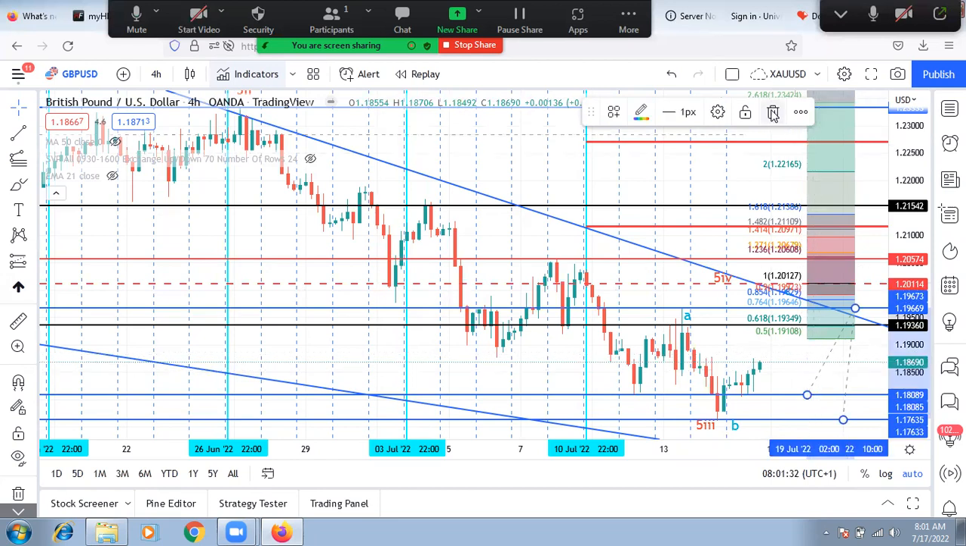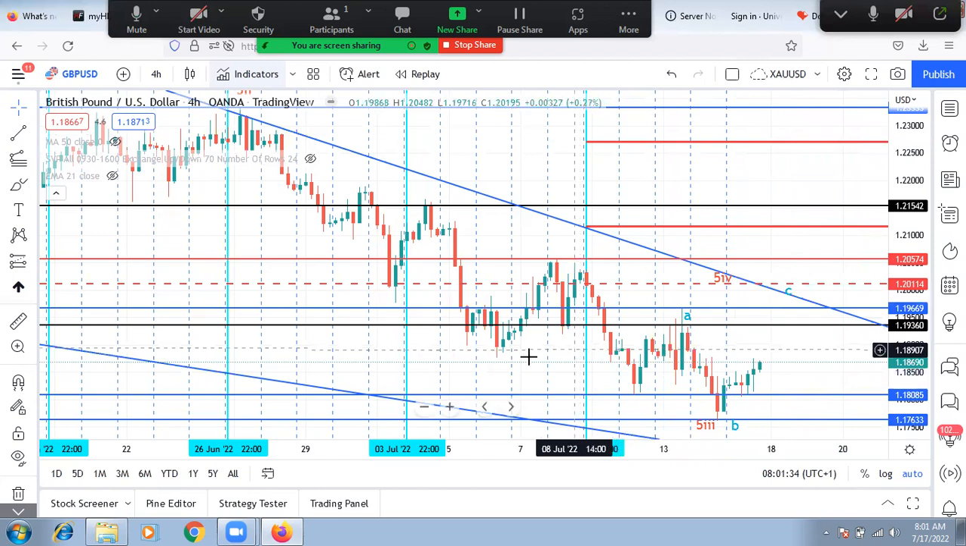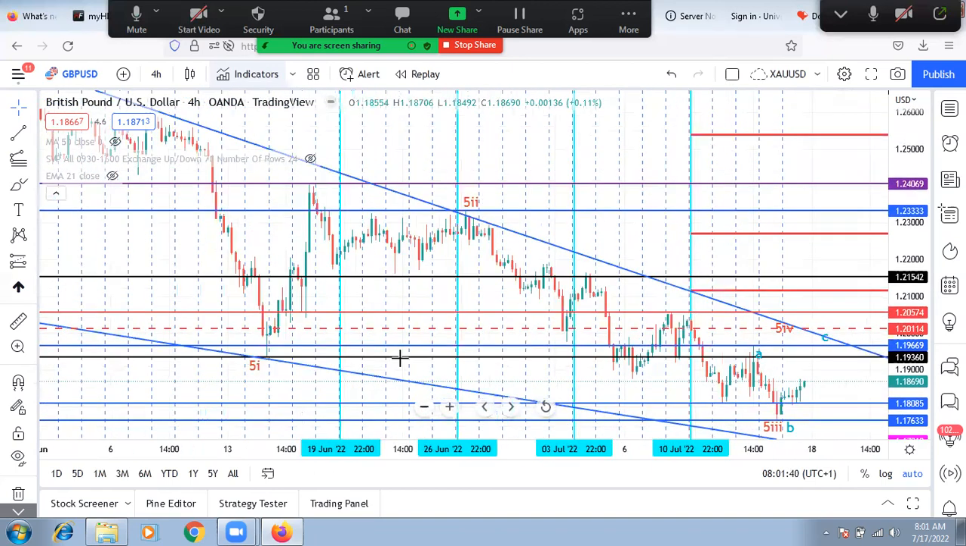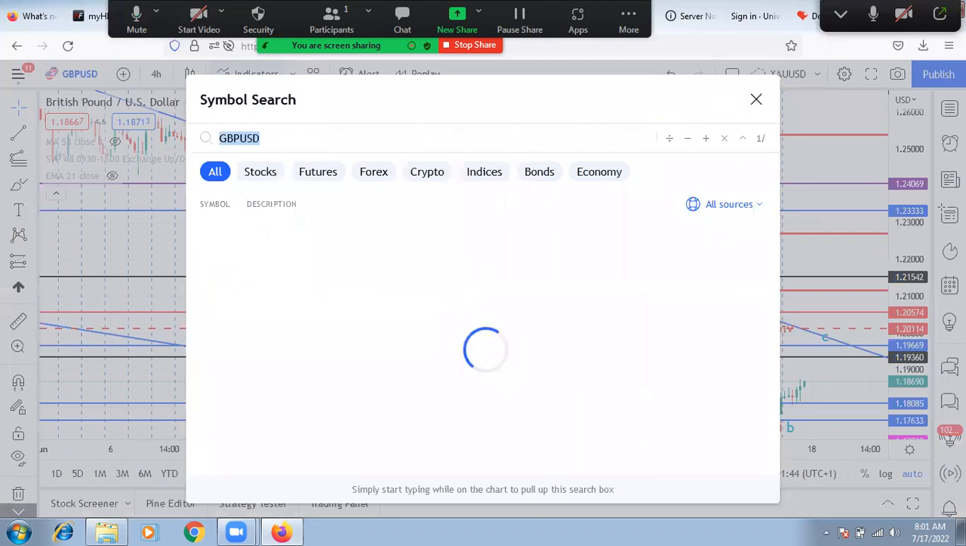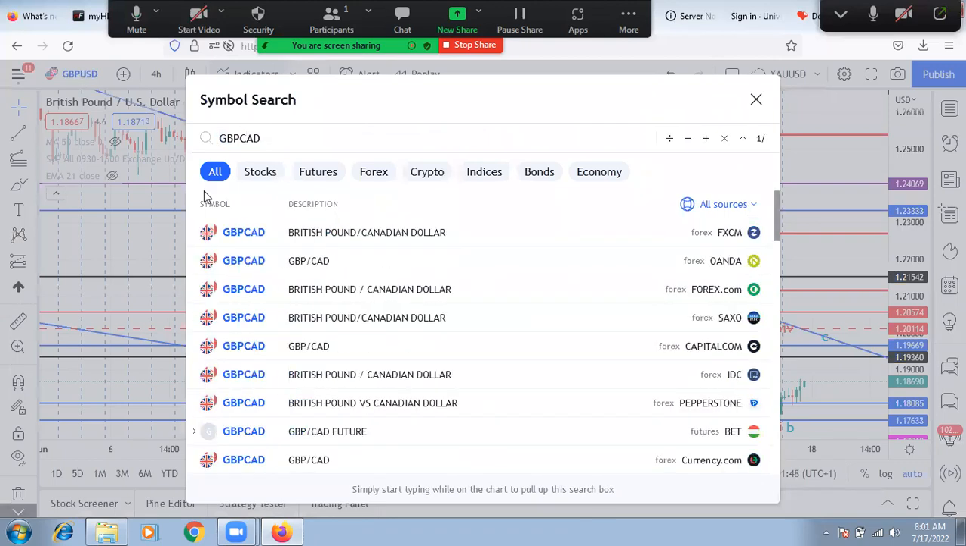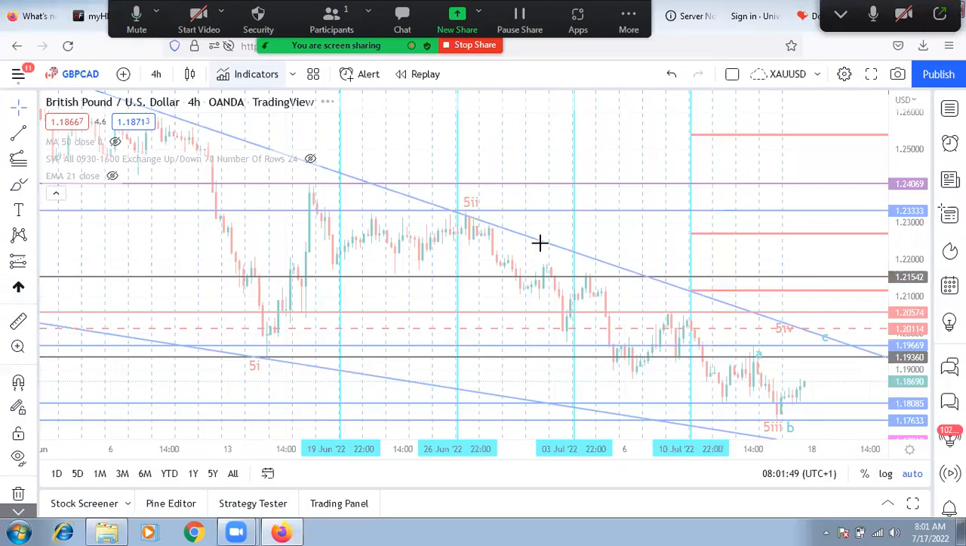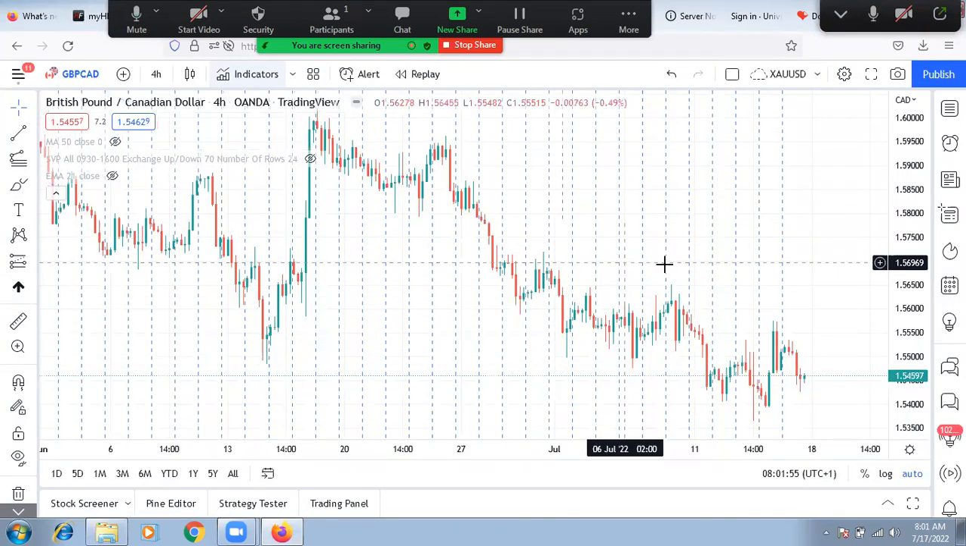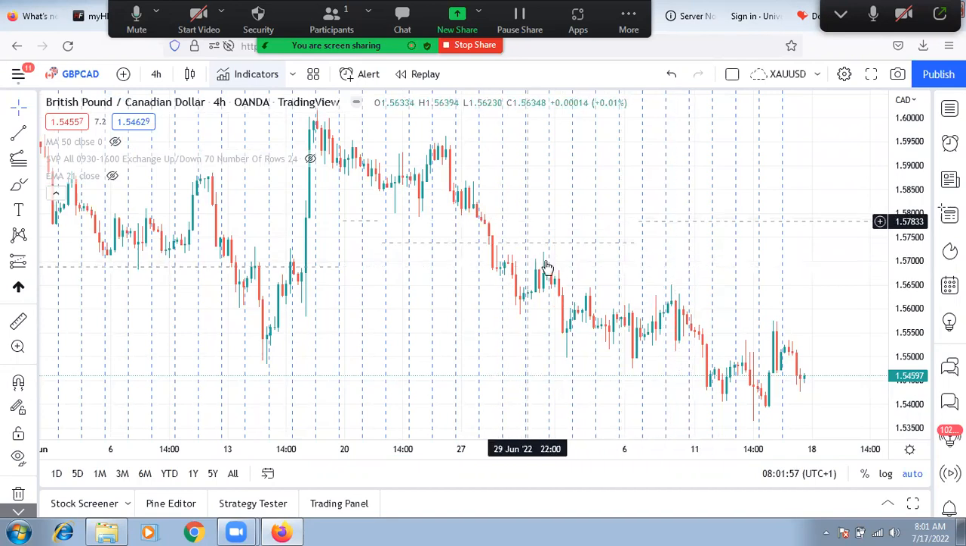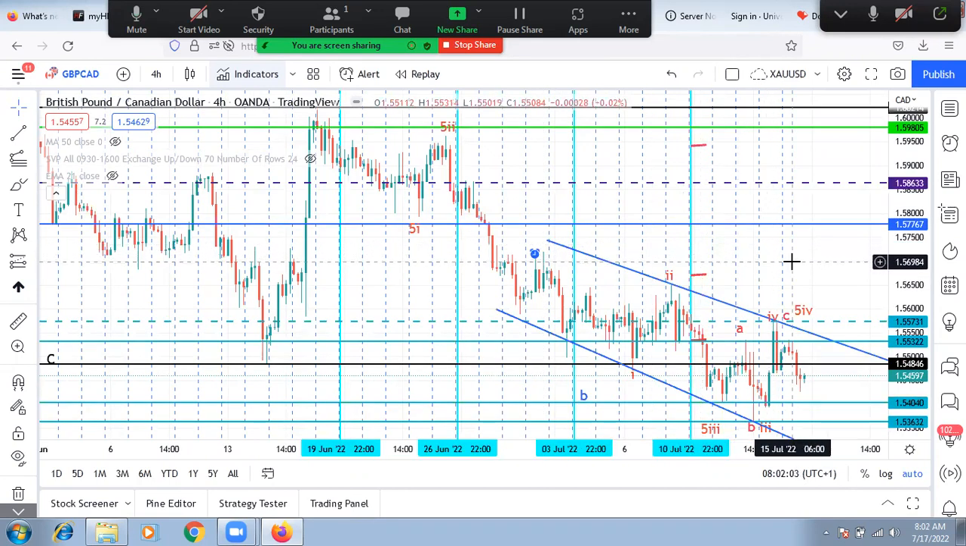Now, let me show you something, because it's pretty much the same. What we are seeing here is pretty much the same on Pound Card. Pound Card is a bit ahead. It is also in a corrective mode. Let it load. I'll soon be finishing.